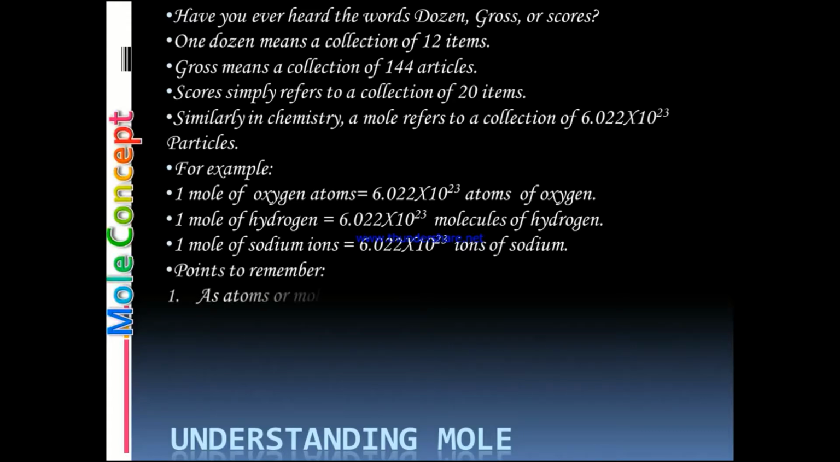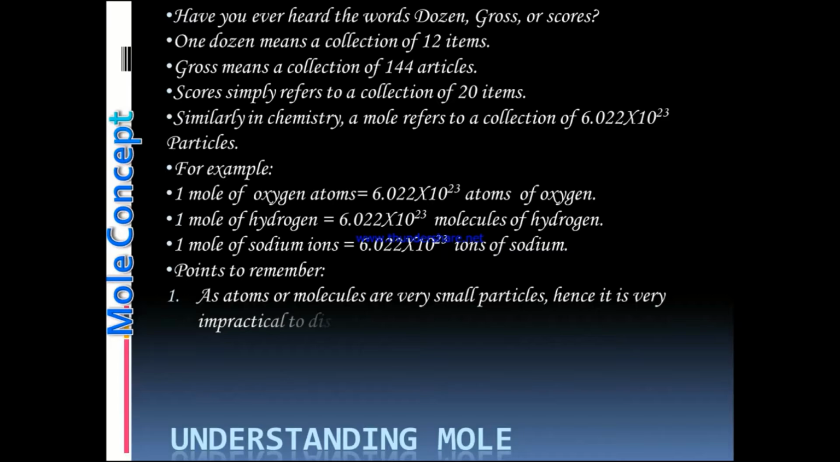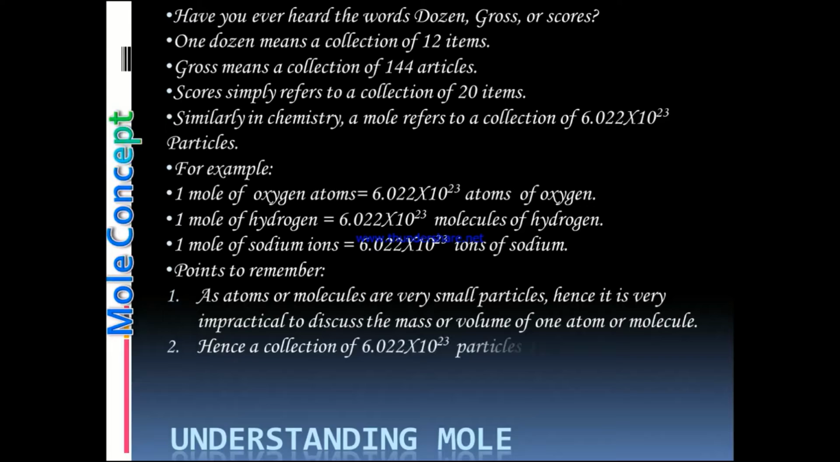So here we should remember some points. As atoms or molecules are very small particles, it is very impractical to discuss the mass or volume of one atom or one molecule. Second point, a collection of 6.022 × 10^23 particles is taken as one unit. Hence, a collection of 6.022 × 10^23 particles is taken.